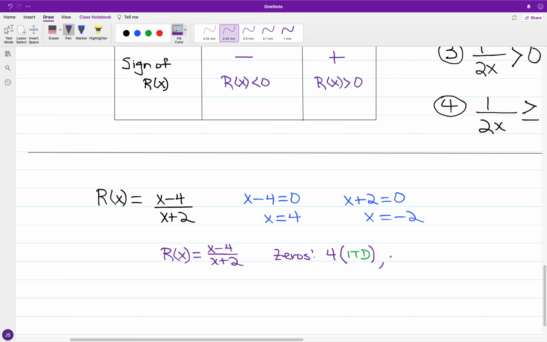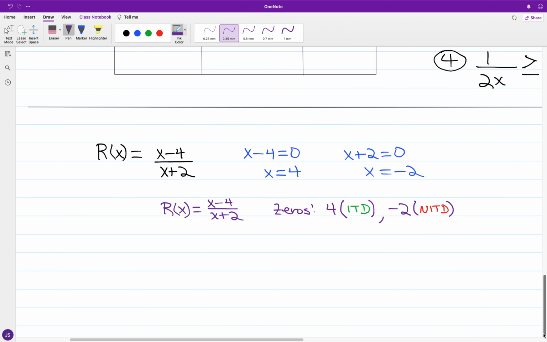And as for negative 2, this stems from x plus 2. And if I set x to negative 2, I would end up with a 0 denominator. So instead of equaling 0, under that condition, the rational function would be undefined. So for negative 2, again, this is not in the domain. Okay, so you have the establishment of 2 zeros.